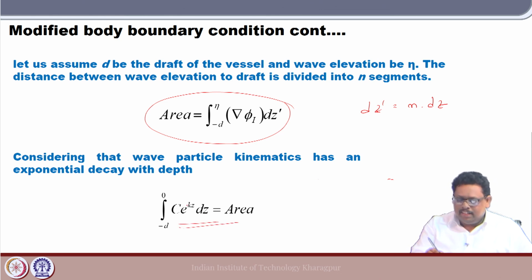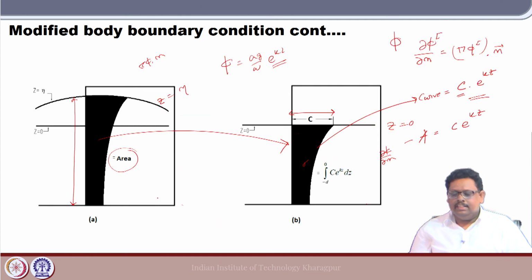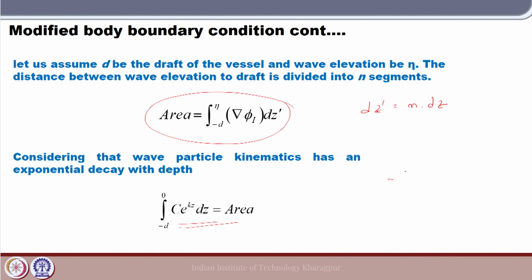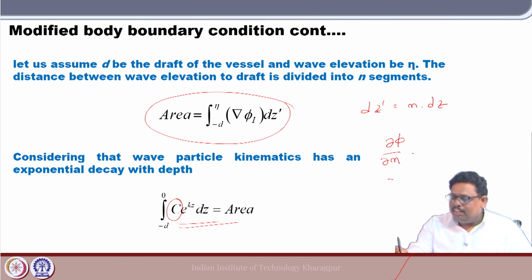So, I know the value of k, I know the value of z. Now it is minus d to 0, and what is d? D in the ship, this keel point is nothing but my d. So, now I integrate minus d to the free surface z equal to 0. When we equate this, I get the value of c. Now, once I get the value of c, I know my grad phi, del phi by del n follows the curve c into e to the power k z.